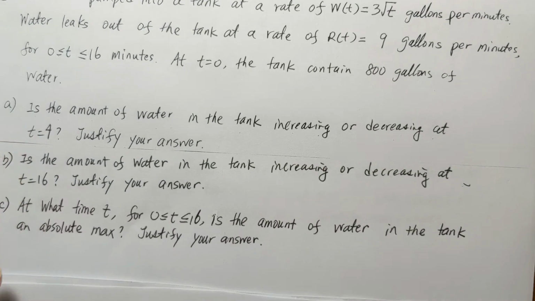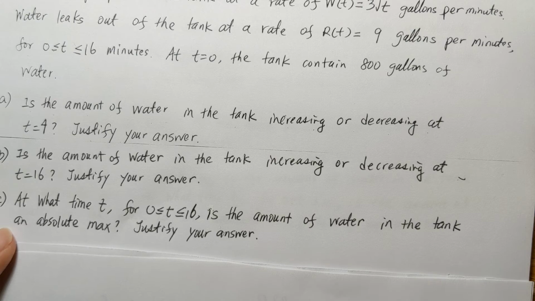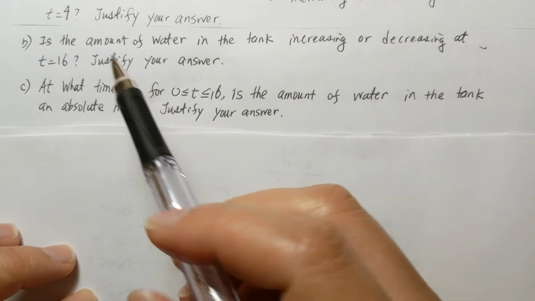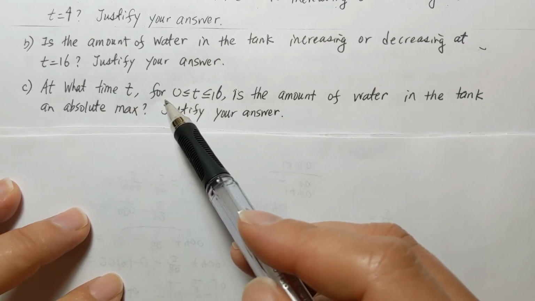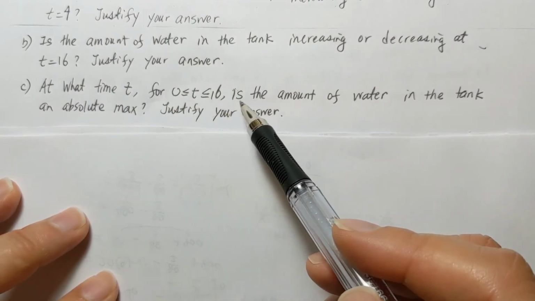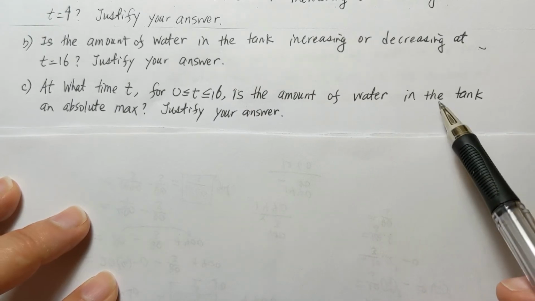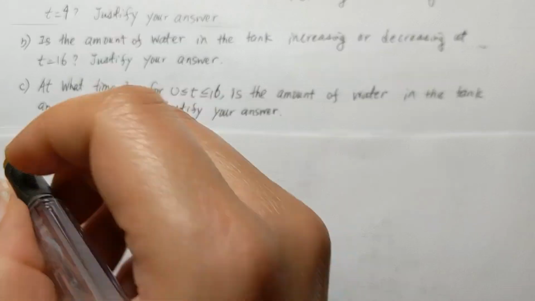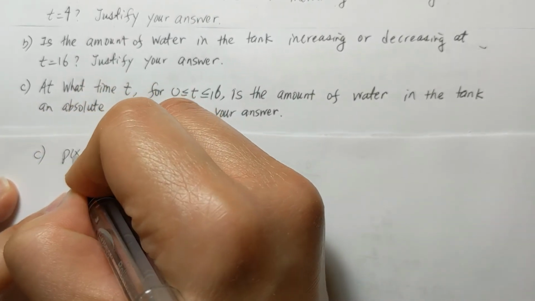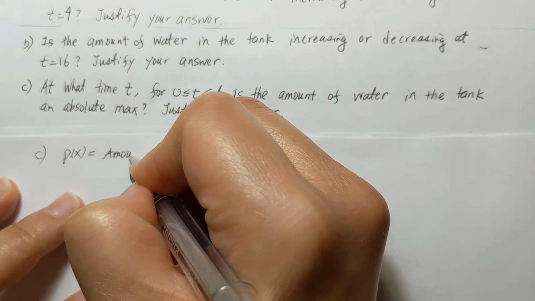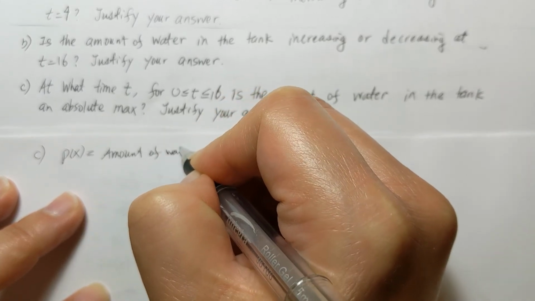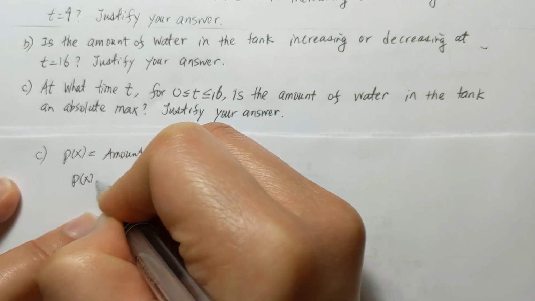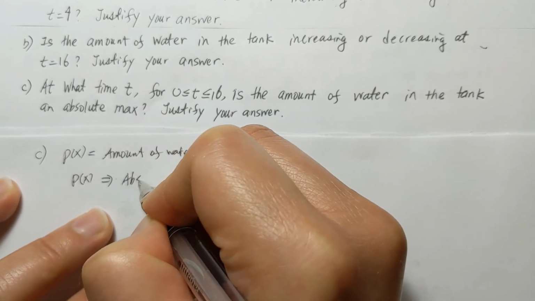Now let's go to part C. At what time t, for t between 0 and 16 inclusive, is the amount of water in the tank an absolute max? So P of x equal to the amount of water in the tank. So P of x is going to be absolute max.